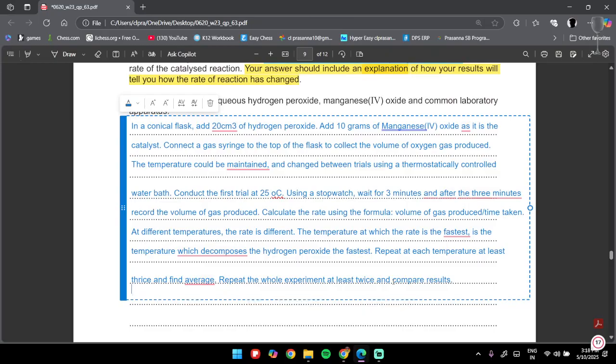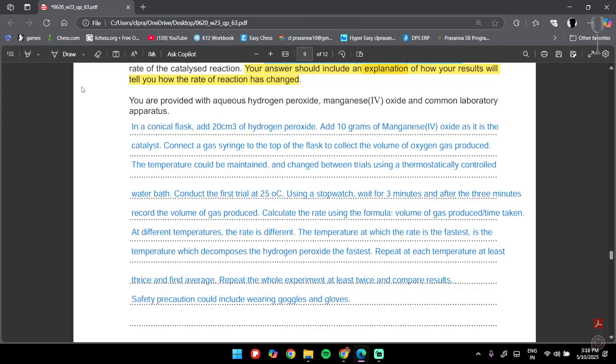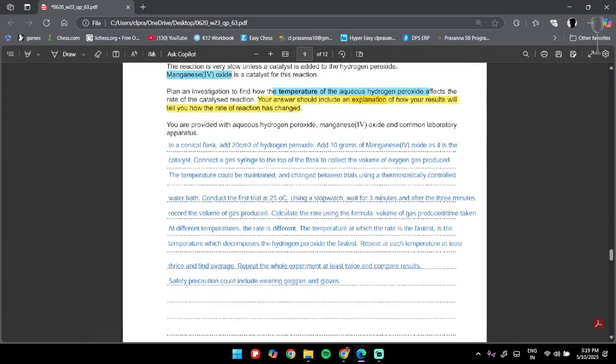Then I will also maybe add a safety precaution. Safety precaution could include wearing goggles and gloves, perhaps. Okay, now for chemistry, you are most likely not going to get any marks for here, and you might sometimes get marks for here, but you're still adding it to show the examiner that you know what you're talking about. Okay, so now this was how I would have written it.